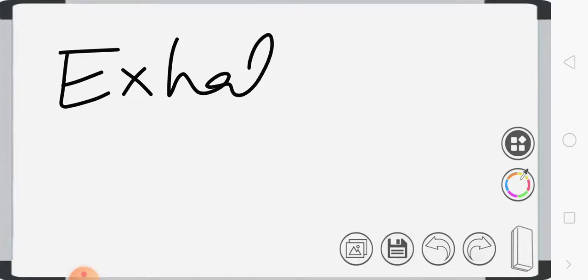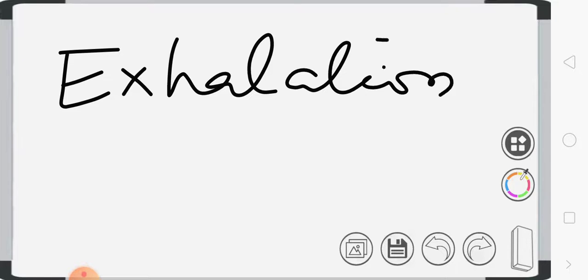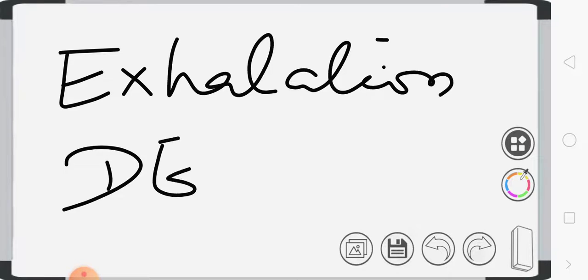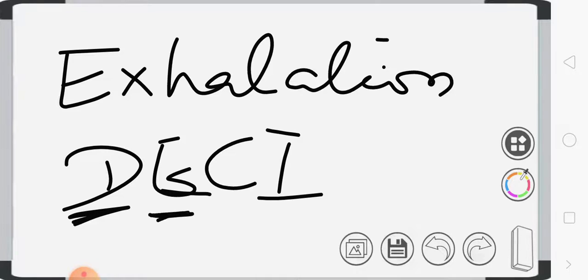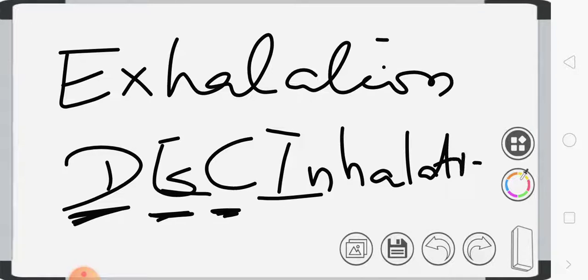So either you do this or you can simply use the mnemonic DESI to learn the whole process of inhalation and exhalation. So I repeat, the diaphragm and external intercostal muscles contract, volume increases, pressure decreases, and air is forced in during inhalation. So that's it for today.